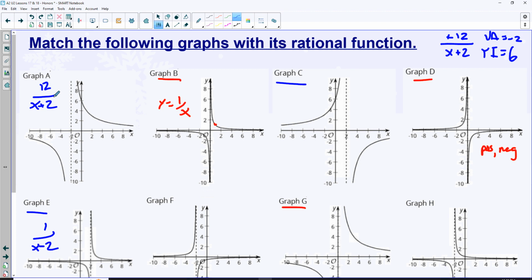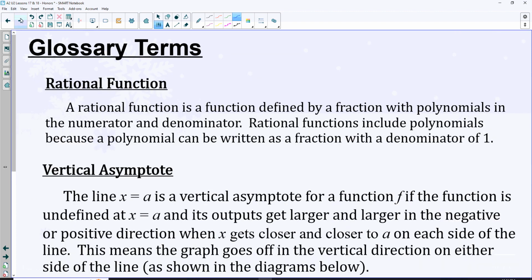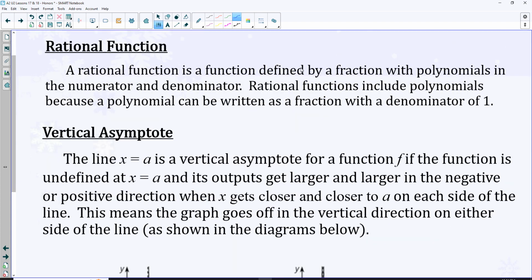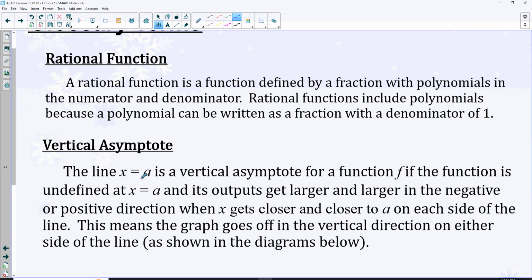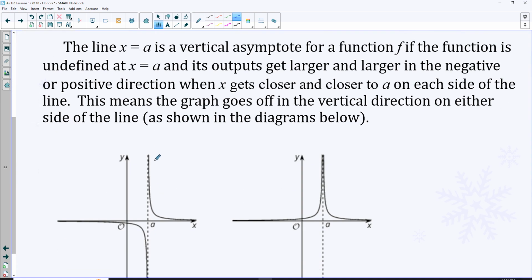All right. Let's continue from here. Okay. So a little bit of a glossary here for you. Here's the official definition of vertical asymptote. The line x equals a is a vertical asymptote for the function if the function is undefined at x equals a, and undefined in this case means we're dividing by 0, and its output gets larger and larger in the negative or positive direction when x gets really close to a on either side of the line.